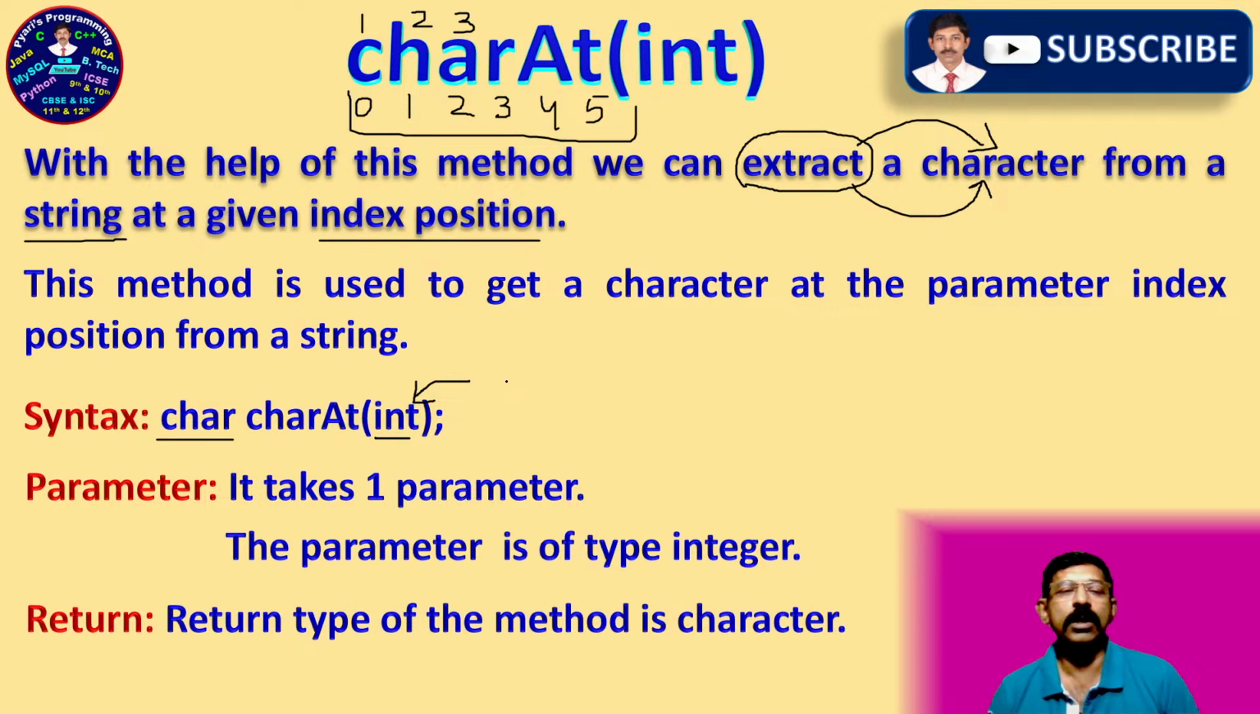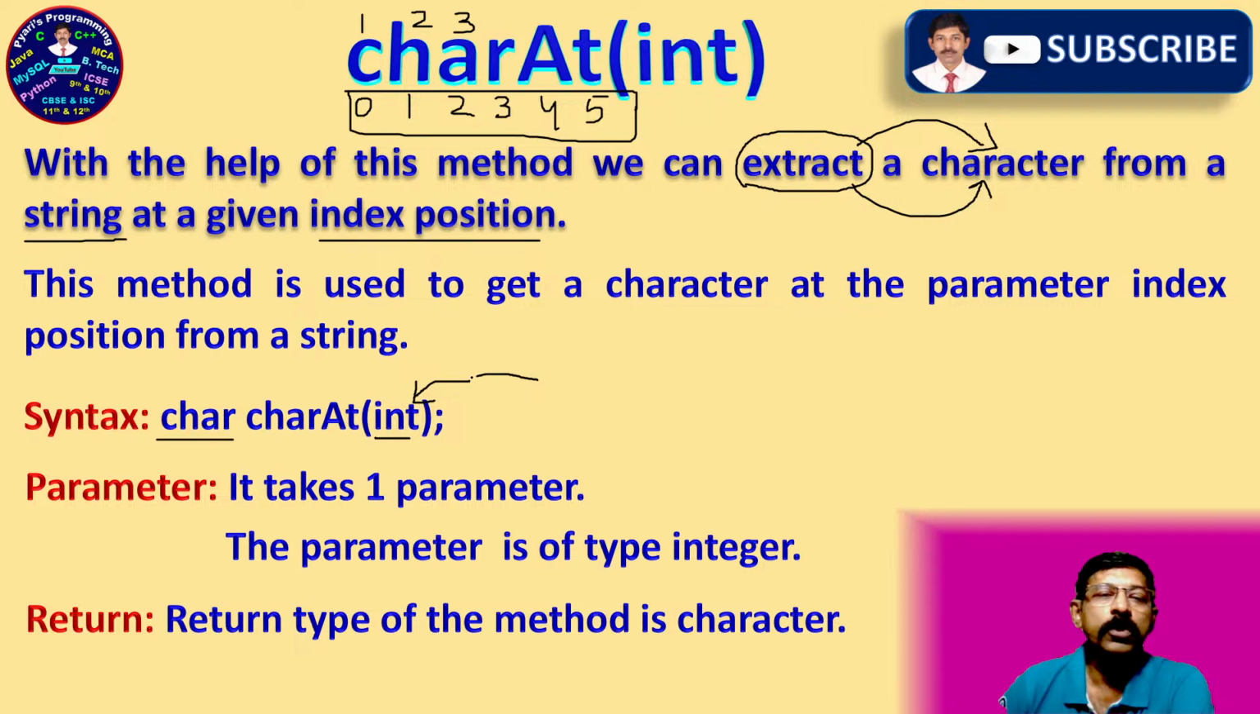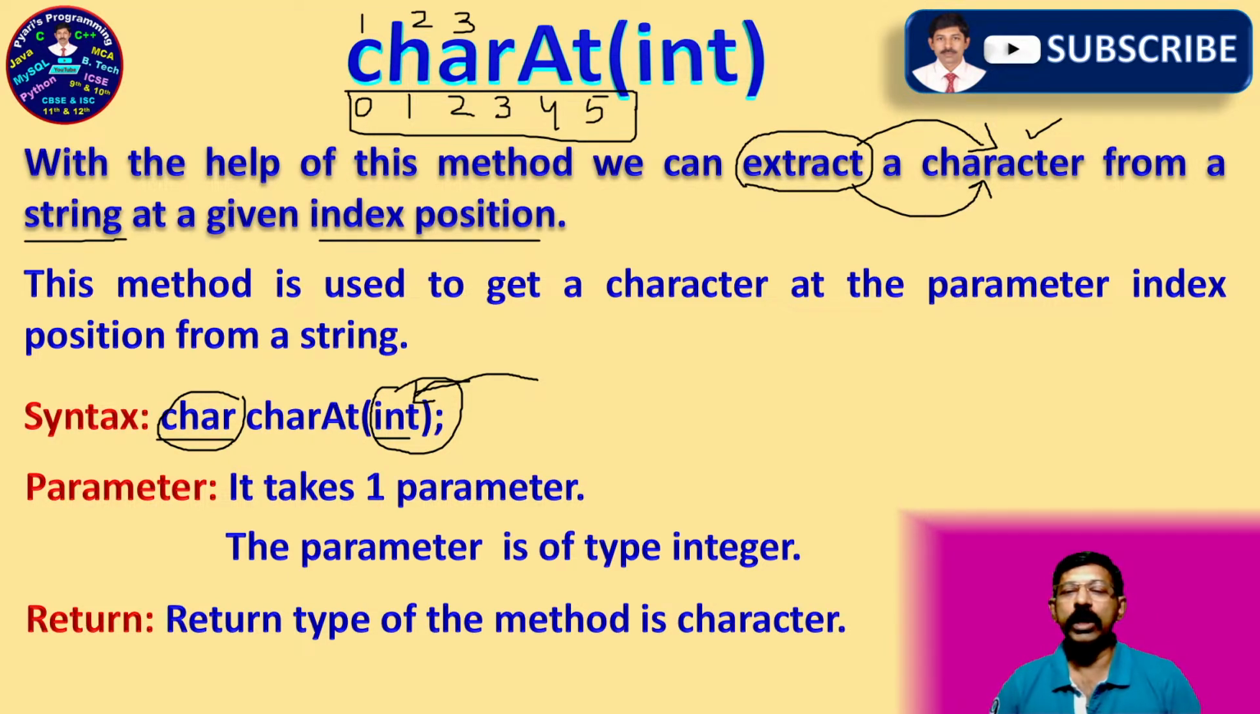Return type of the method is character. Look over here, again I am repeating. Because the index position is of type integer and I am providing an index position to this method, its parameter is of type integer. Because it is extracting a character, its return type must be character. Okay, quickly give your confirmation. Understood everyone?